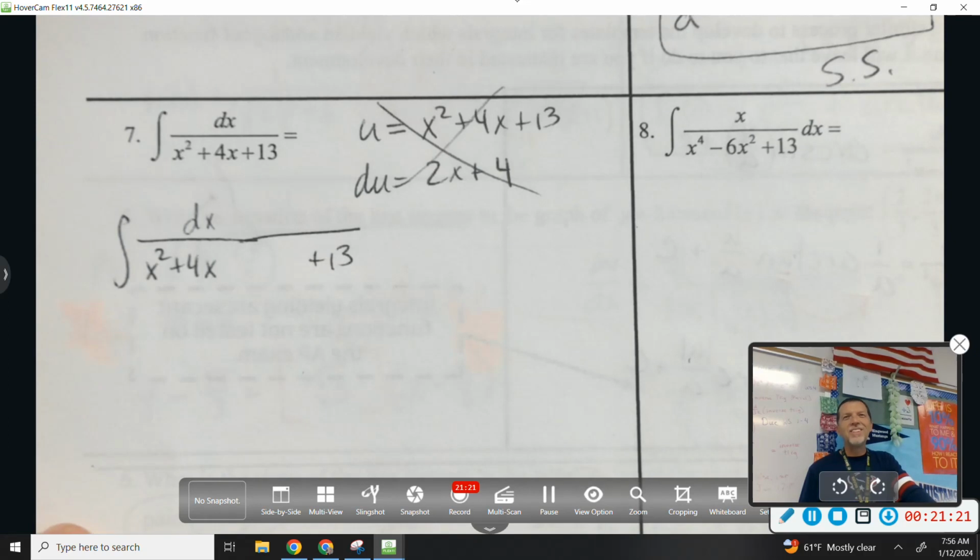Do you know what I'm about to do? Is it completing the square? Yeah, it's completing the square. He says complete the square. Well, complete the square.